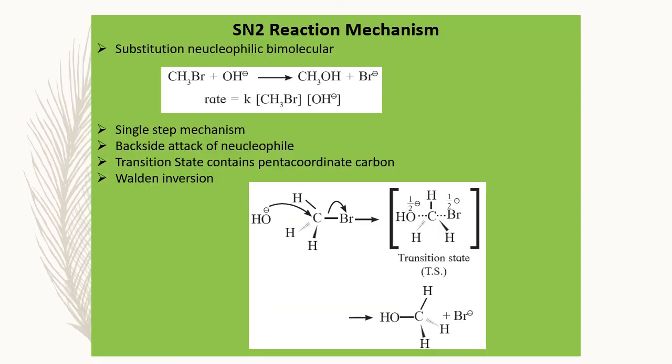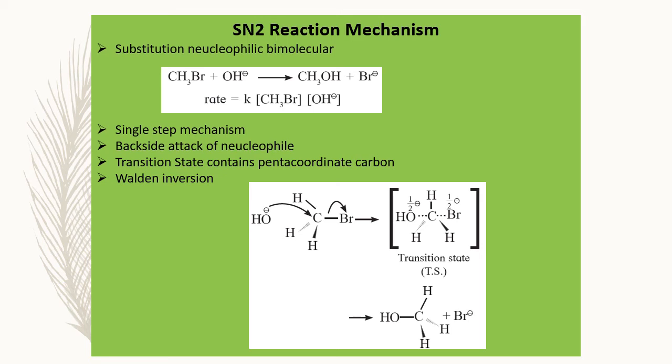SN2 mechanism. The reaction between methyl bromide and hydroxide ion to give methanol is an example of SN2 reaction, which follows second order kinetics. The rate of this reaction depends on concentration of two reacting species, namely methyl bromide and hydroxide. Hence, it is called substitution nucleophilic bimolecular, SN2 reaction. CH3Br plus OH minus giving rise to CH3OH plus Br minus. In this reaction, two reactants are present and both are found to influence the rate of the reaction. This means that the reaction is a single step reaction.